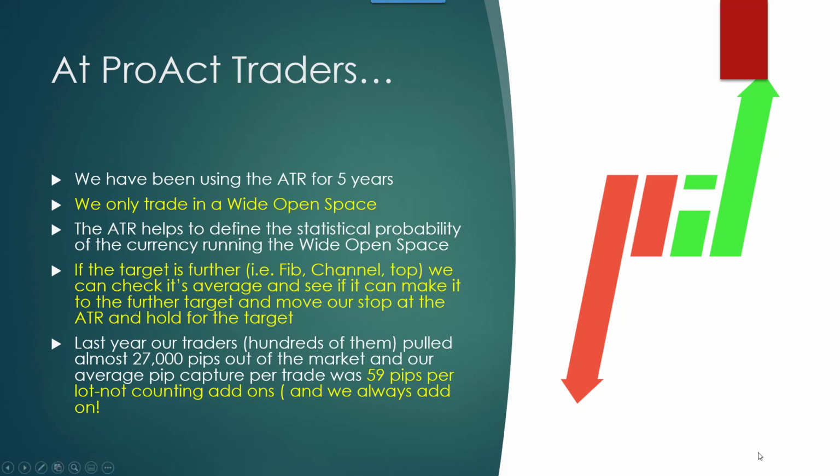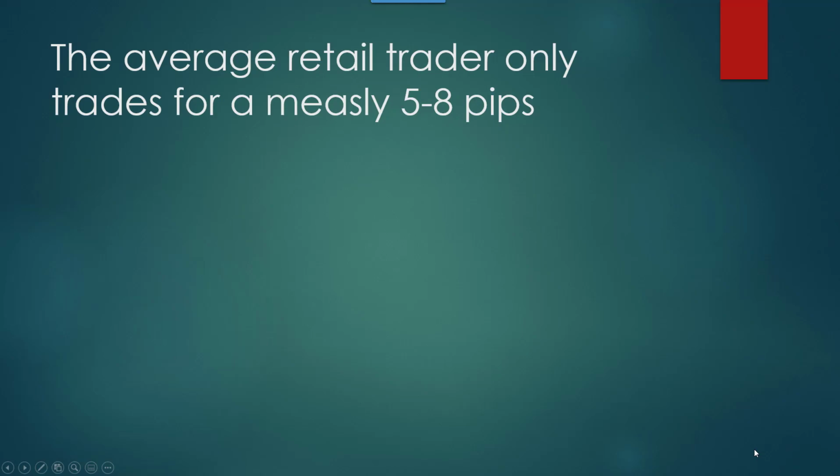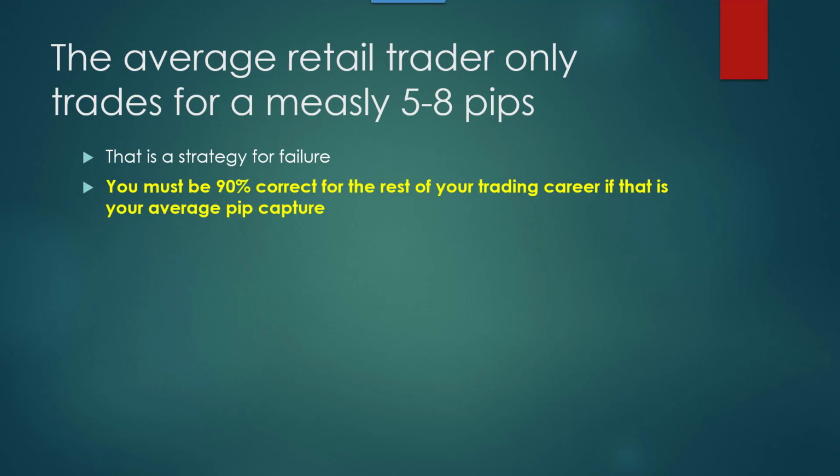Now, the average retail trader only trades for a measly 5 to 8 pips. That's the statistics. A retail trader only trades for 5 to 8 pips. Why is that? They don't know where it's going. So this is a strategy for failure. You must be 90% correct for the rest of your trading career if that is your average pip capture.